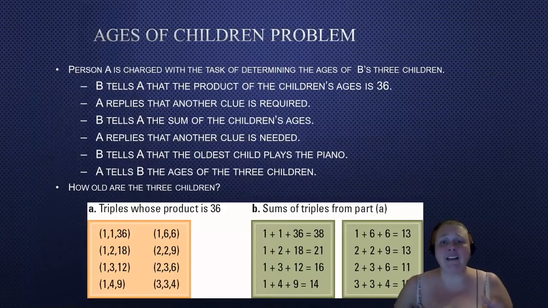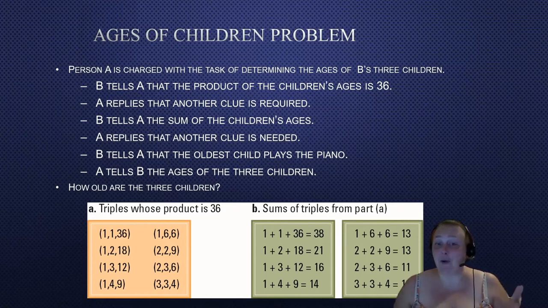So here we've got an example that we can look at. We want to figure out the ages of some of our kids. Okay, this is going to be a word problem. Don't shut off on me, please. So person A is charged with the task of determining the ages of B's three children. Okay. B tells A that the product of the children's ages is 36. Okay. A replies that another clue is required.